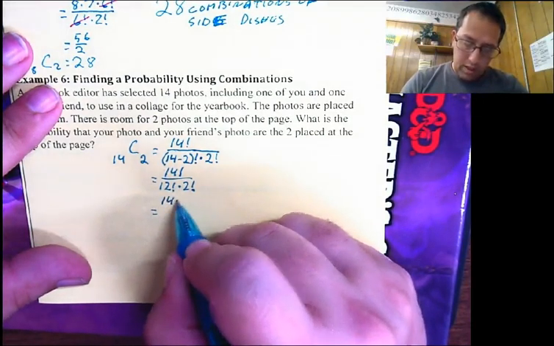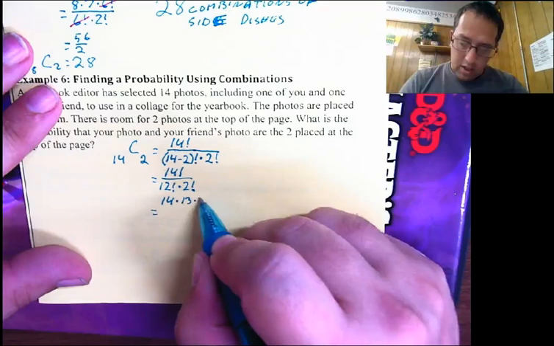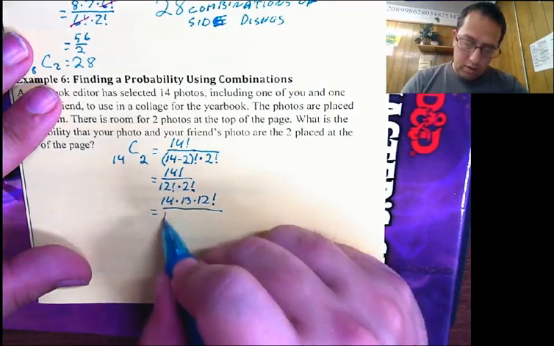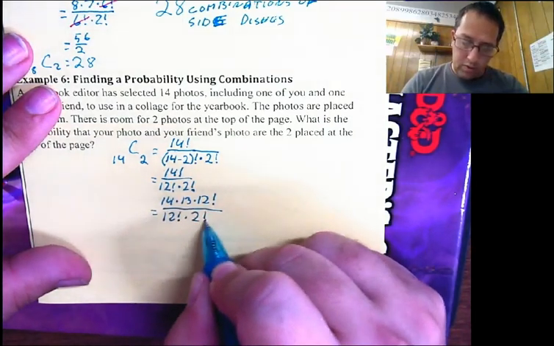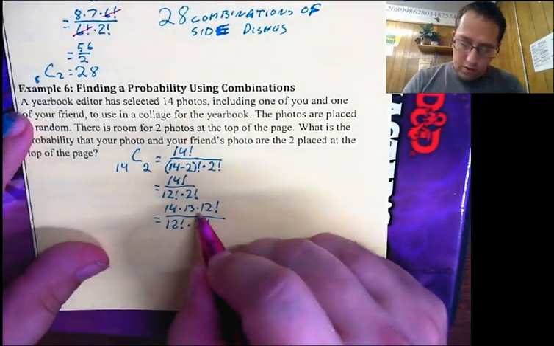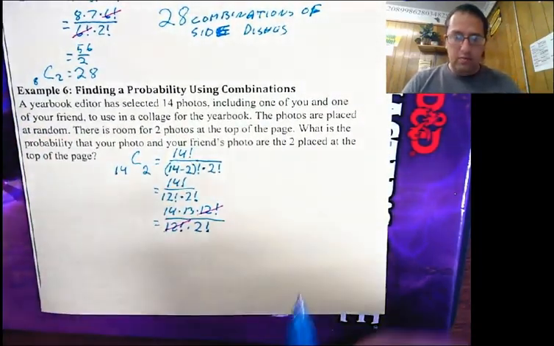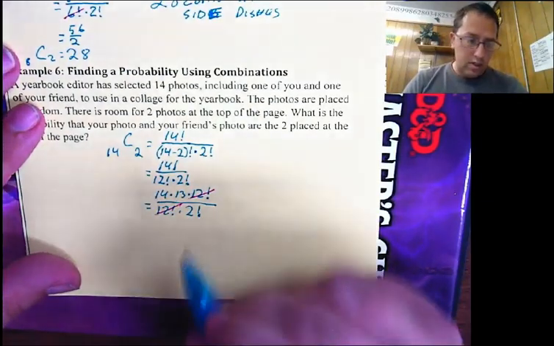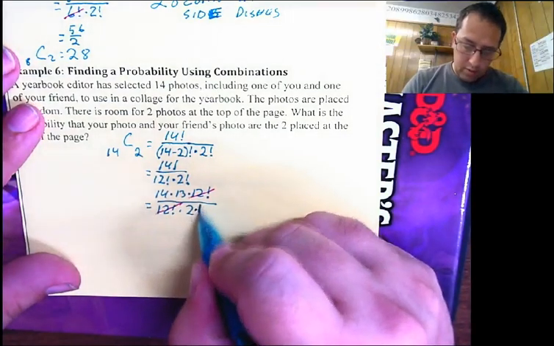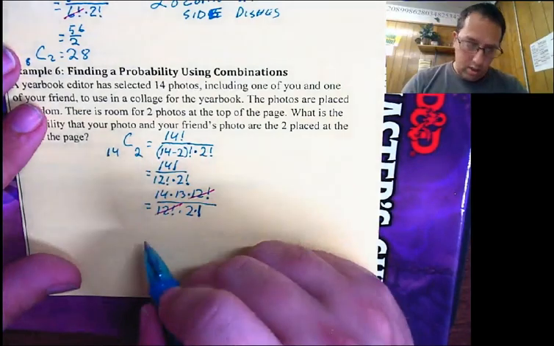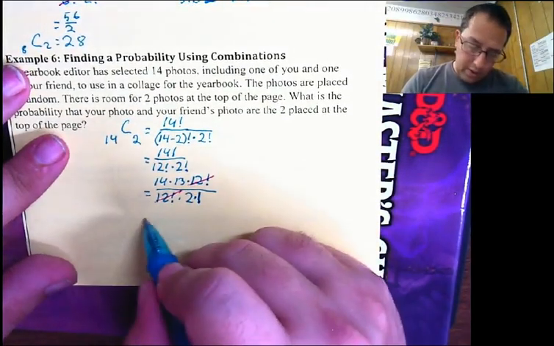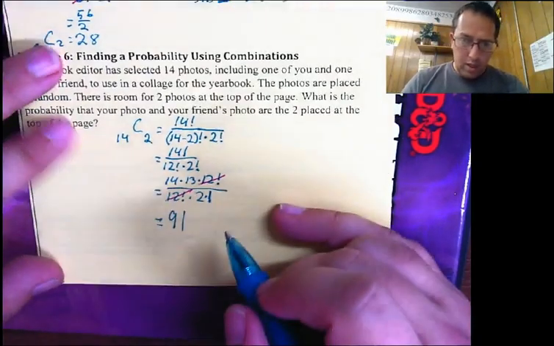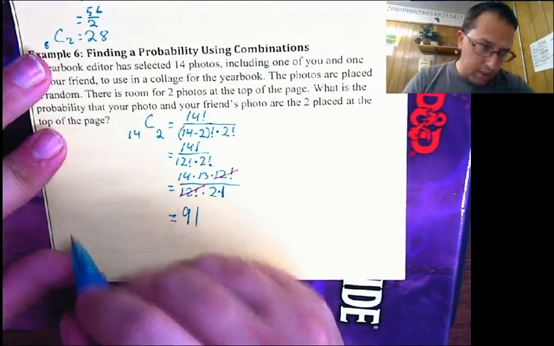So that would be 14 times 13 times 12 factorial, over 12 factorial times 2 factorial. Well, that 12 factorial is going to cancel out because it's in the numerator and denominator, so that simplifies out and it's gone, leaving me with 14 times 13 over 2 times 1. All right. So 14 times 13 divided by 2 is going to equal 91. And this is the combinations of top 2 photos.